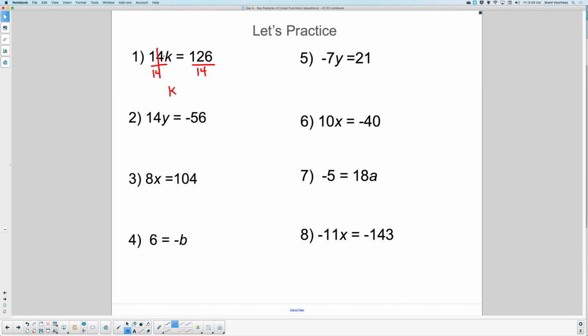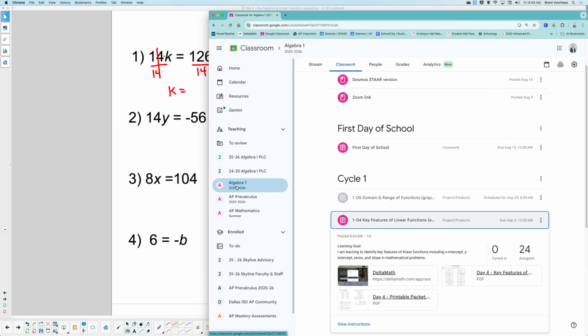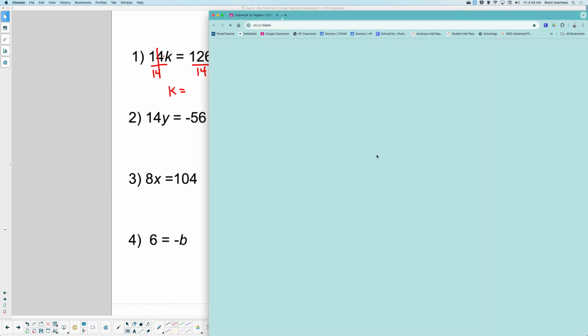Now, some of you have already gotten through these, and so you might have your calculator open. You may have gone to Google Classroom, clicked on Algebra 1, classwork, and then at the very top, you'll see the Desmos Star version. Click that. This is what you'll be given on any test day that you take in my class. I want you to make sure you get your best grade possible on any tests. So that's the one I want you to open up.